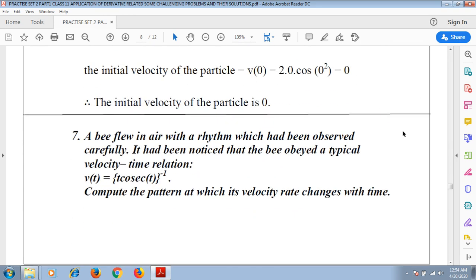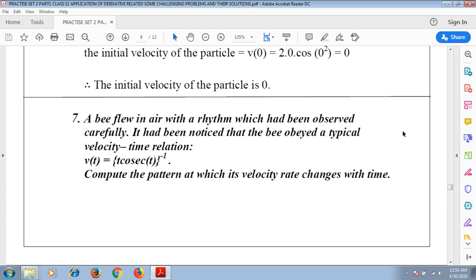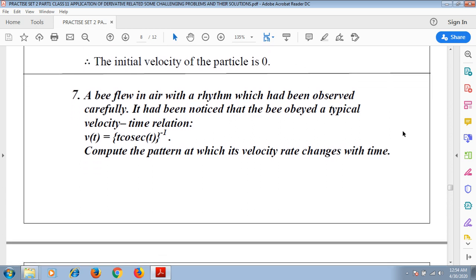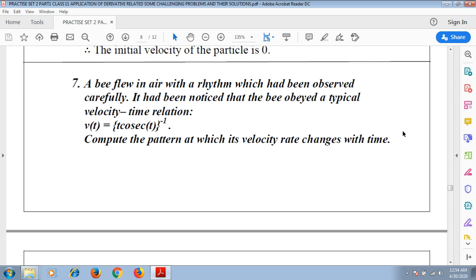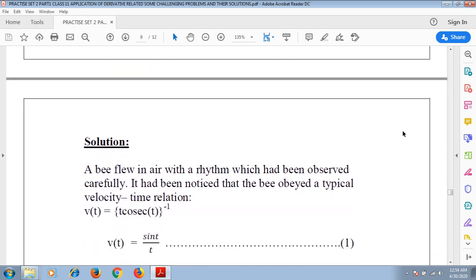A bee flew in air with a rhythm which had been observed carefully. It had been noticed that the bee obeyed a typical velocity-time relationship, that is v(t) equals t cosec t to the power minus 1. So we need to compute the pattern at which its velocity changes with time. Okay, let us move forward to the solution.